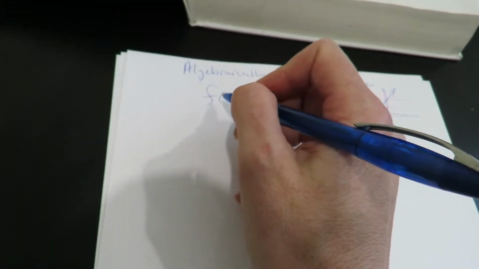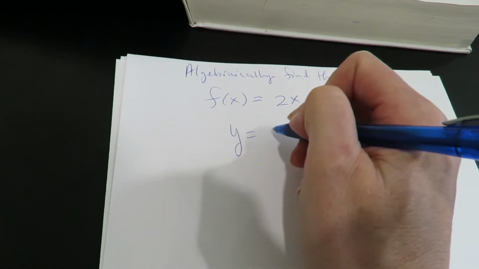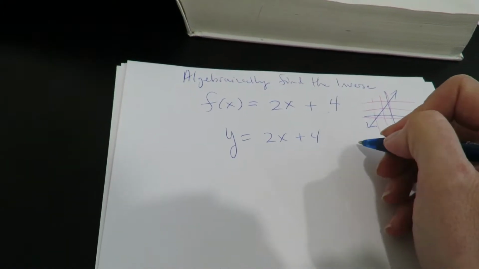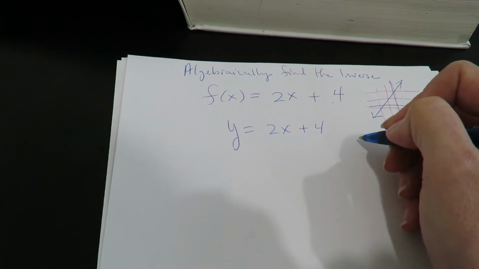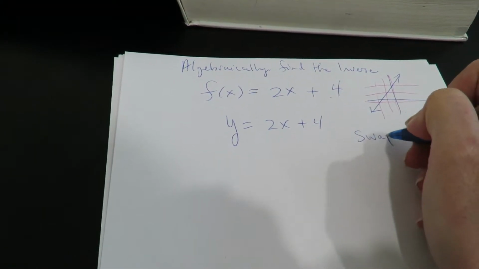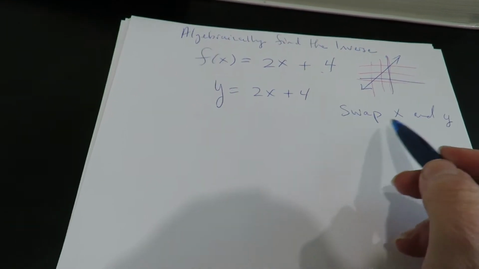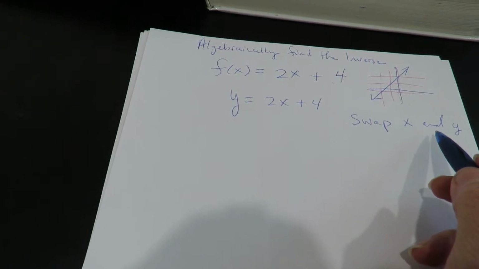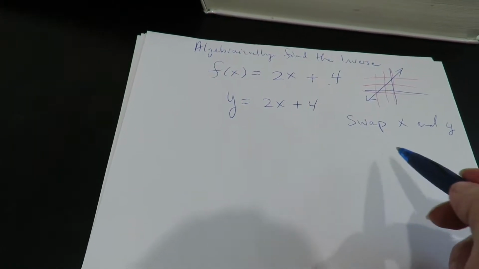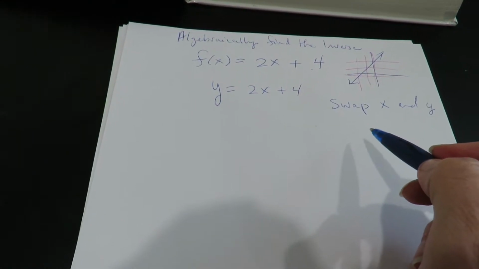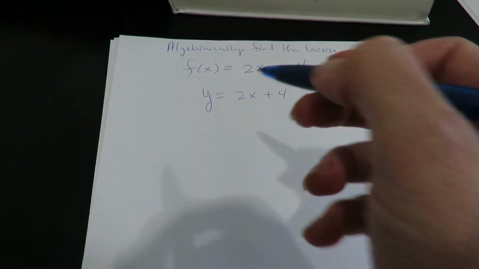First, instead of calling it f of x, rewrite it as y. Now this is the biggest step that you're going to do. You're going to swap x and y. When I say swap x and y, that means you're exchanging the domain and the range. And when you do that, that's actually what makes the inverse.